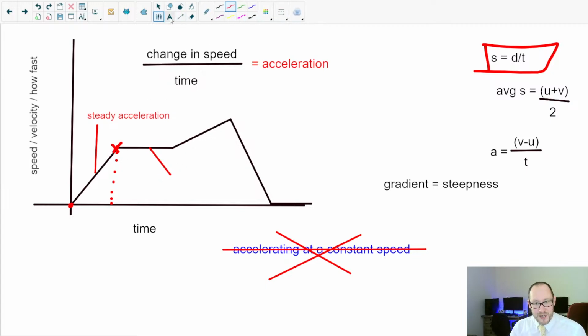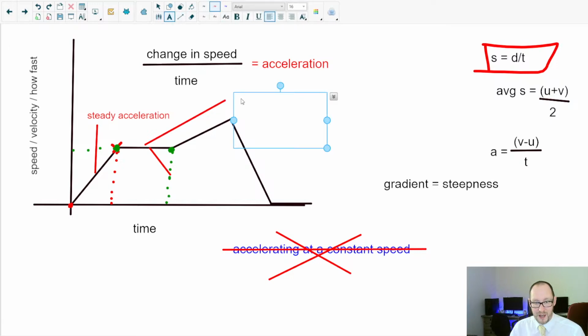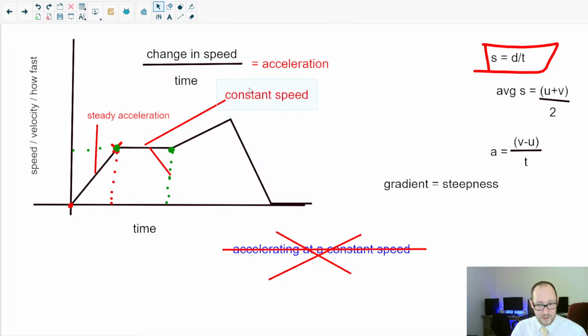In this situation here, that's what's happening between here and here. I have a speed of something here, and that speed does not change until I get to here. And if my speed doesn't change, then I must be traveling at a constant speed. So that's a constant speed.